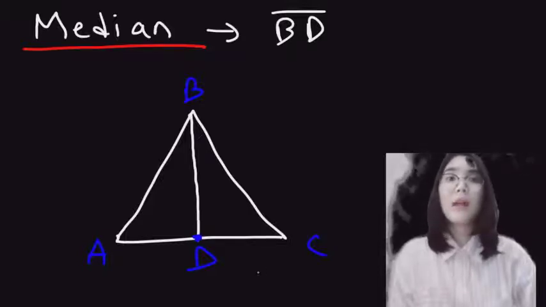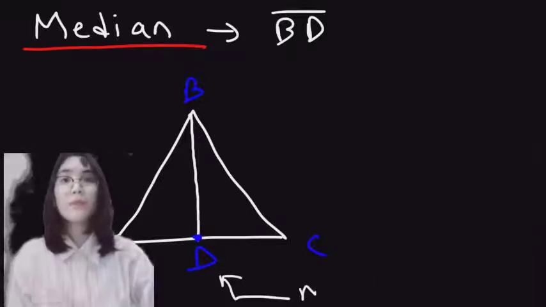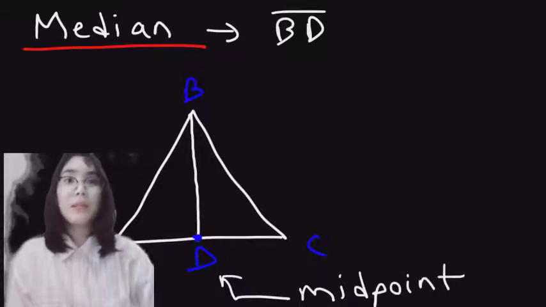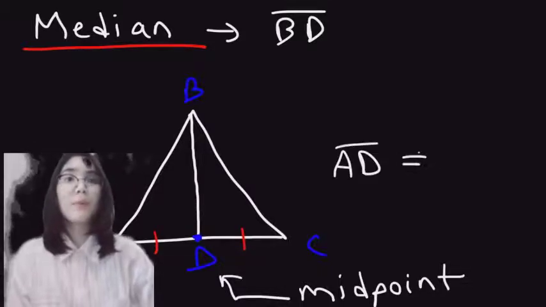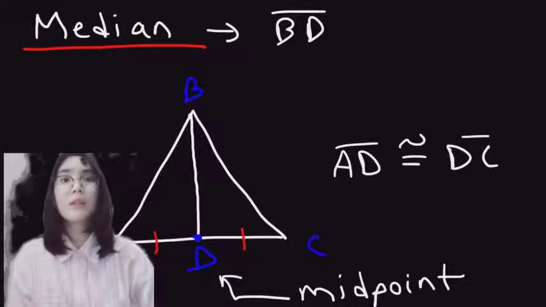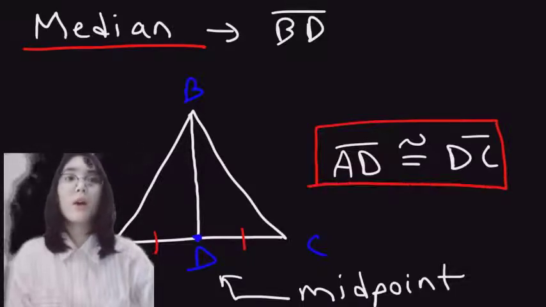So that means that D is the midpoint. If D is the midpoint of segment AC, that means AD and DC are congruent to each other. And so that's what a median does. The median is just a line segment. It touches the midpoint of the other side and it splits one side of the triangle into two equal parts.